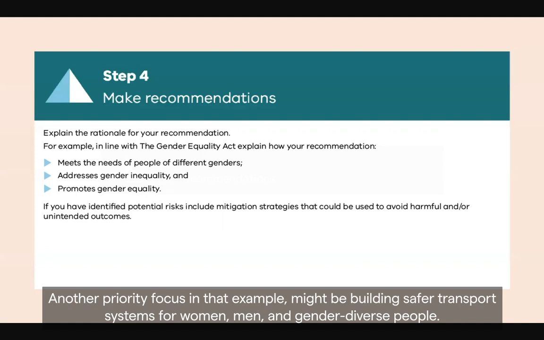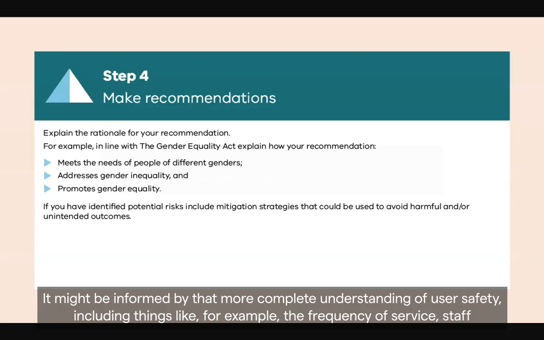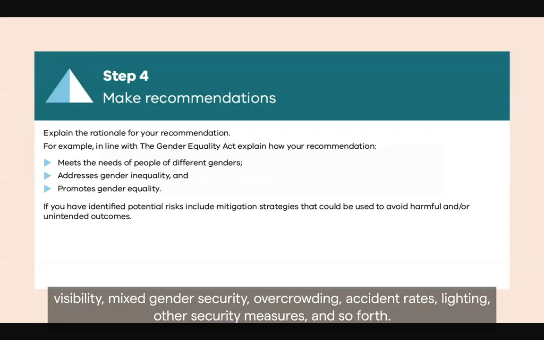Another priority focus in that example might be building safer transport systems for women, men, and gender diverse people. It might be informed by that more complete understanding of user safety, including things like, for example, the frequency of service, staff visibility, mixed gender security, overcrowding, accident rates, lighting, other security measures, and so forth.